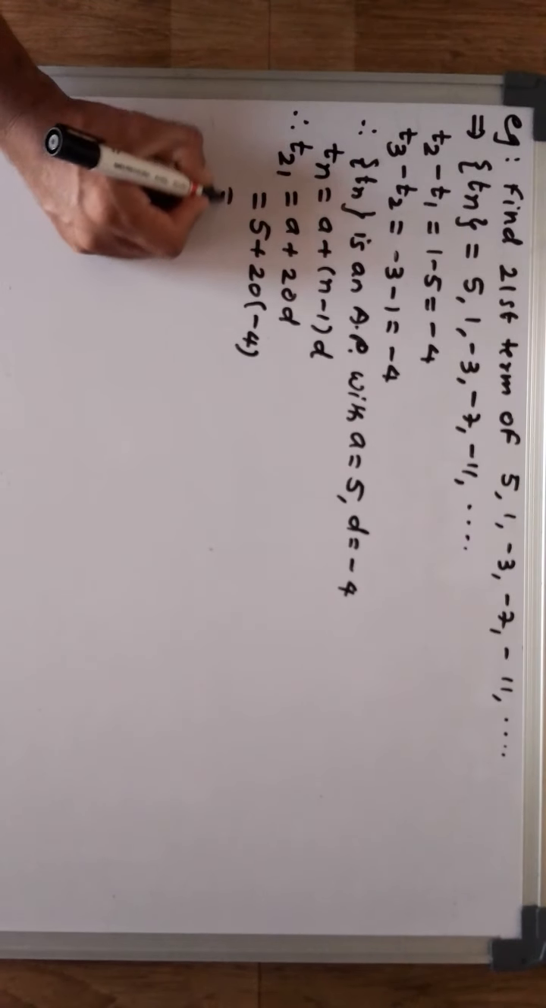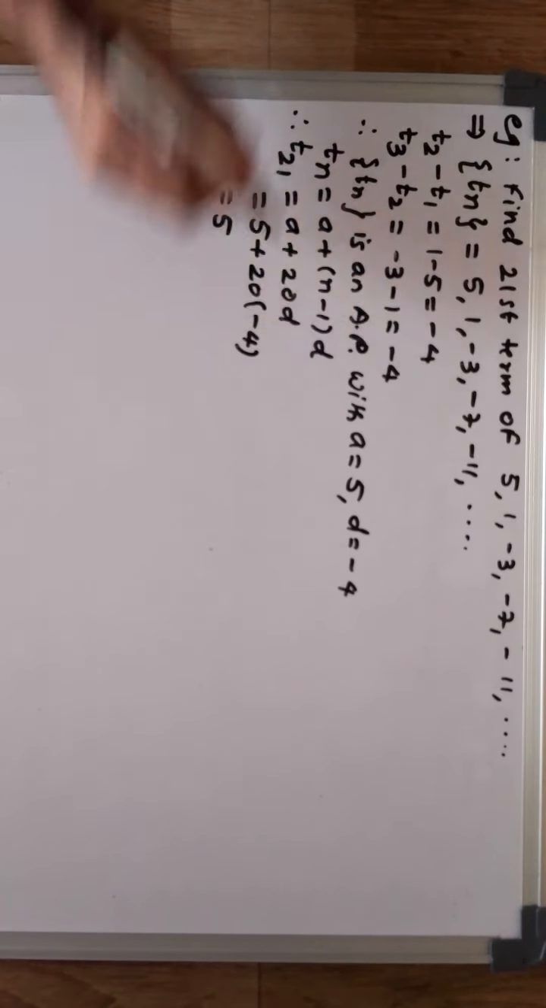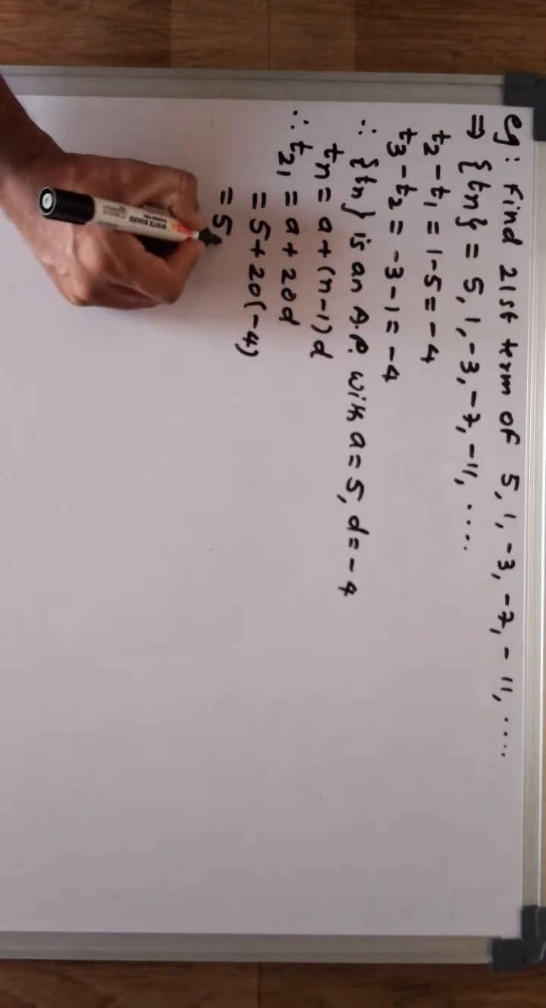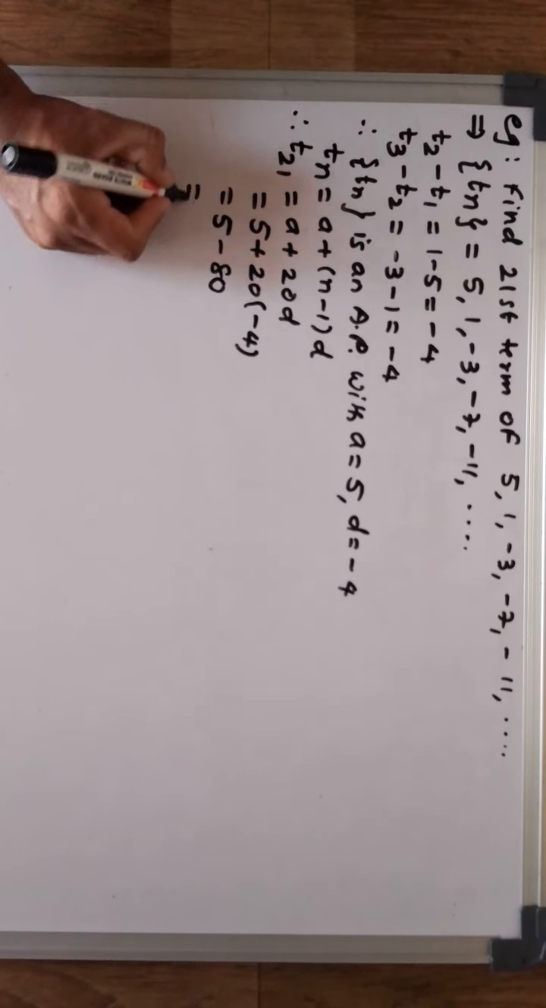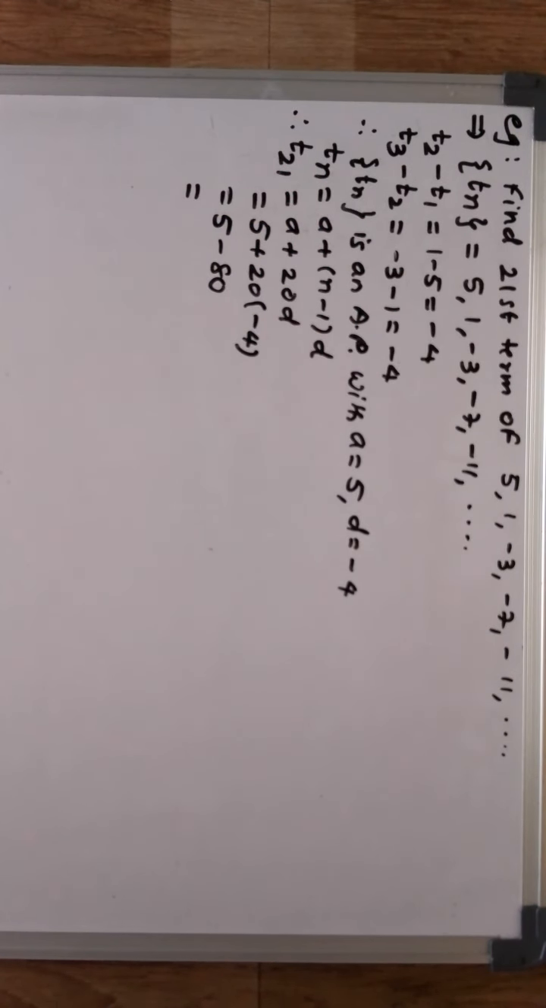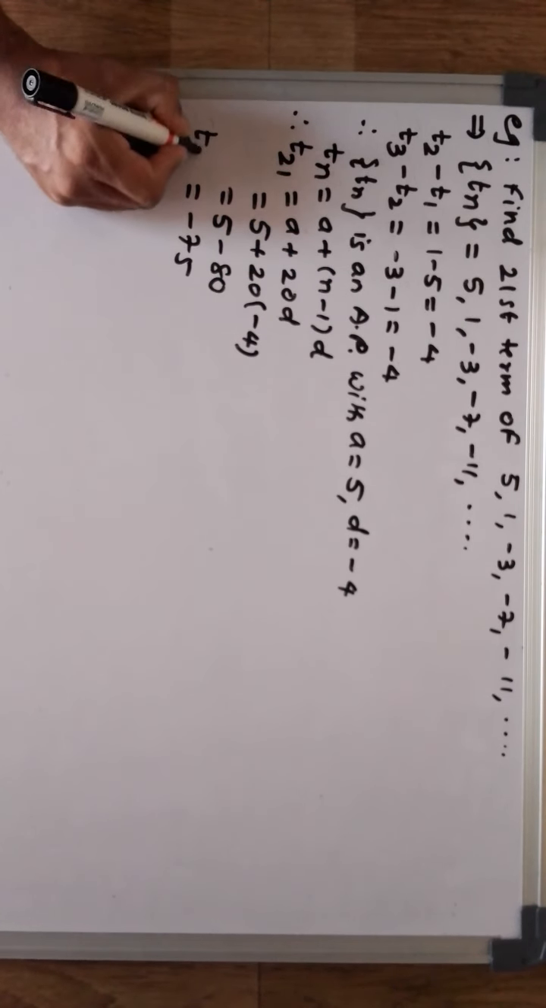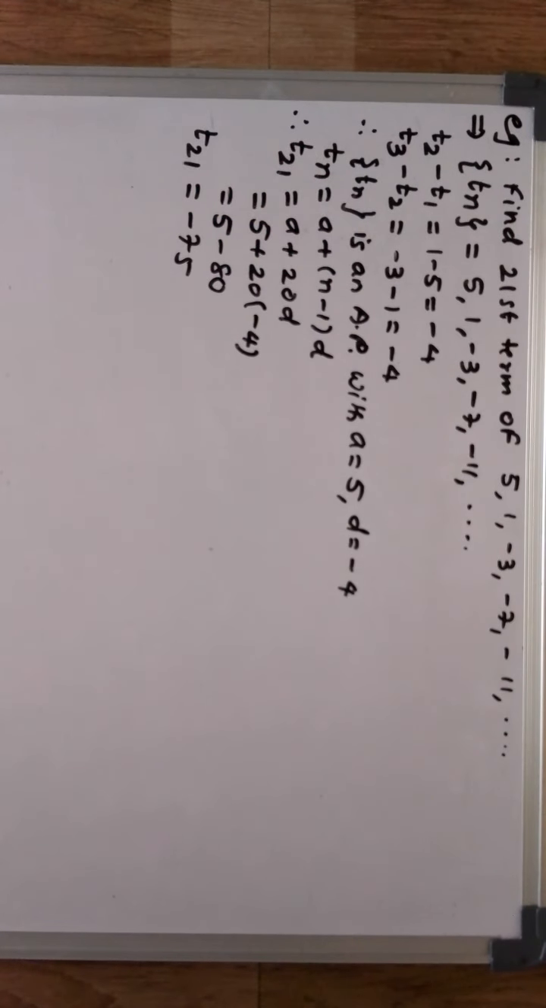So you get 5, and 20 into 4 is 80, that is minus 80. So on solving this, with different sign subtraction, it will become minus 75. So the 21st term is minus 75. Okay.